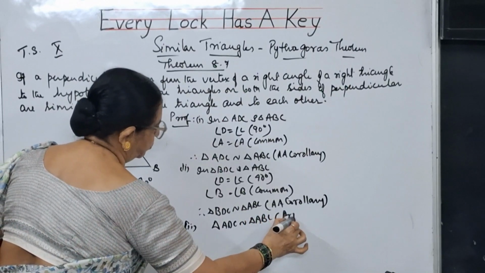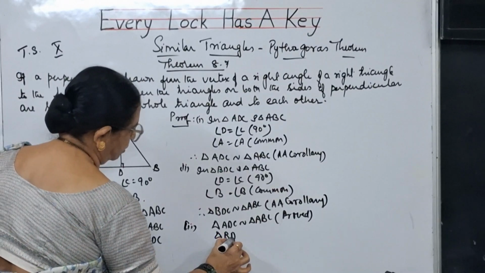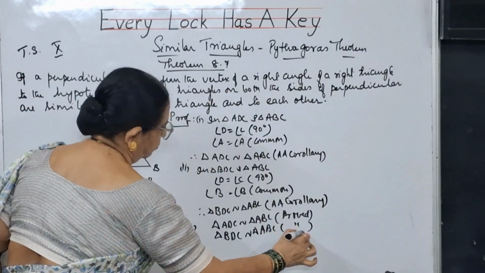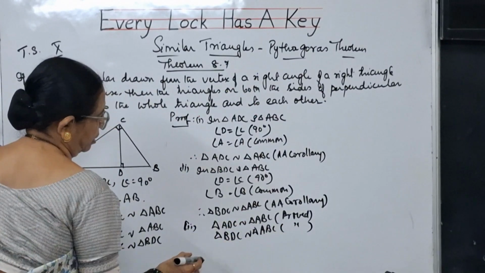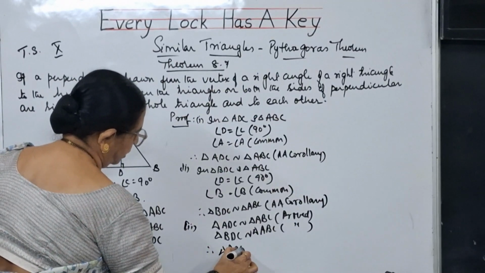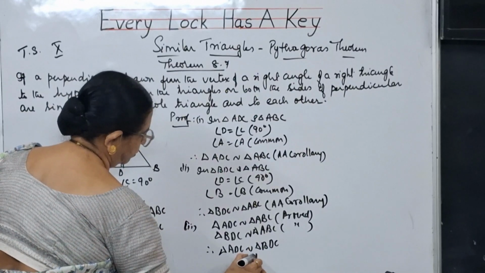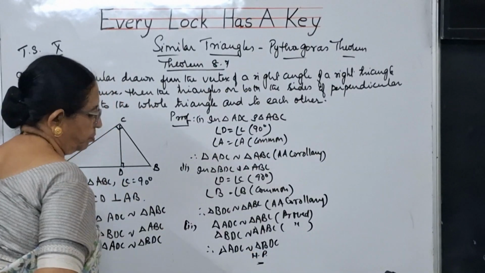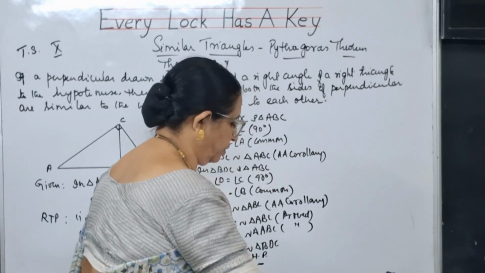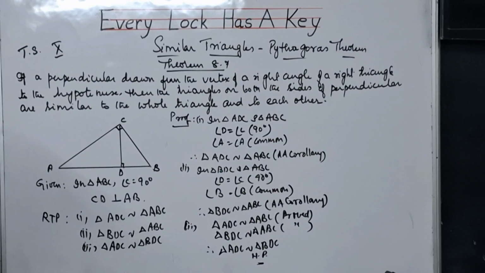This just now we have proved. And also, triangle BDC is similar to triangle ABC. This also we have proved. See, when RHS are same, LHS will be same. Therefore, triangle ADC is similar to triangle BDC. Hence, proved. So, this is the proof of this theorem, children. Please note it down. This is 8.7 theorem. Note it down.